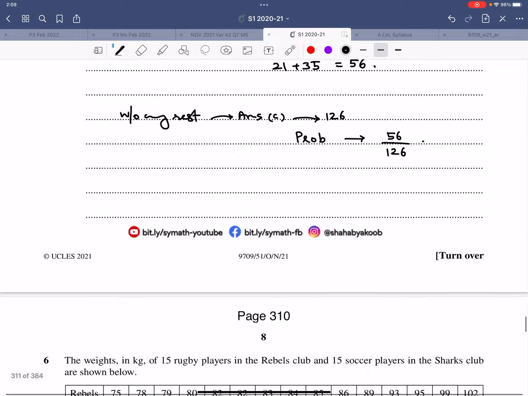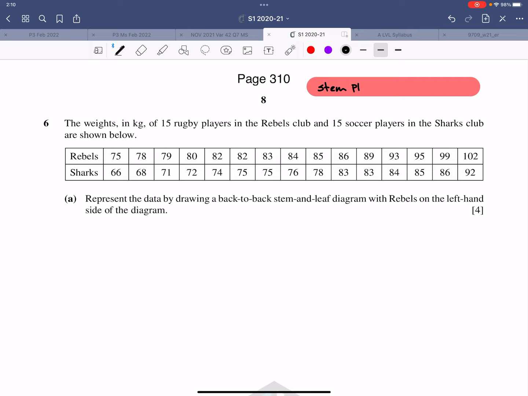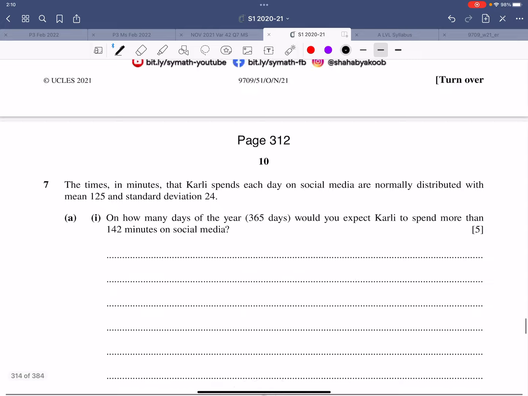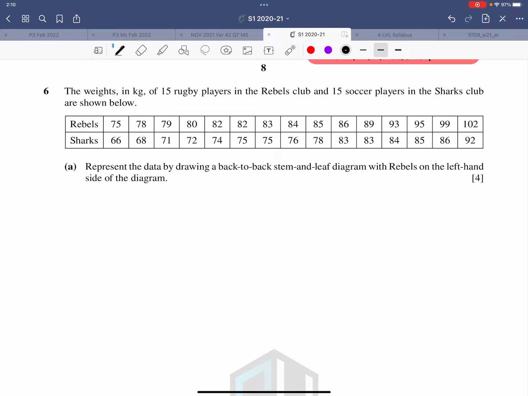Question number 6, what is this all about? It looks like a back-to-back stem plot, and there is also a box plot on the next page. It's about some comparison, just basic stuff. It says the weights of 15 rugby players in the Rebels Club and 15 in the Sharks Club are as shown below. Represent the data by drawing a back-to-back stem and leaf diagram with Rebels on the left-hand side.